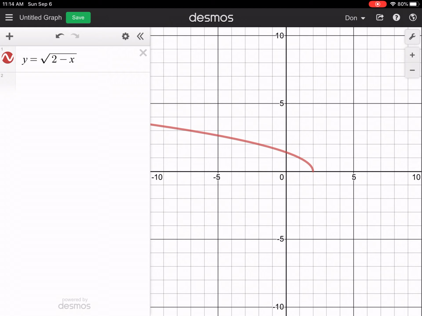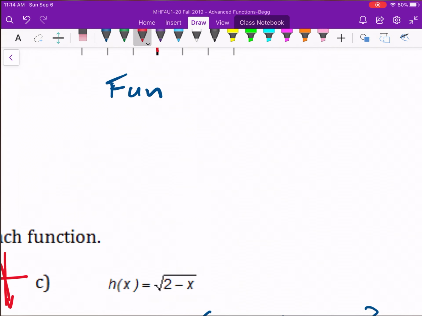What is the domain? This goes on forever, right, to the left. So it goes as far as -infinity on the left, and it comes up to +2 on the right. That would be our domain. So anything less than or equal to +2, that's our domain. As far as our range goes, the y value here on the x-axis is 0, and it's anything above that. So the range is anything greater than or equal to 0.